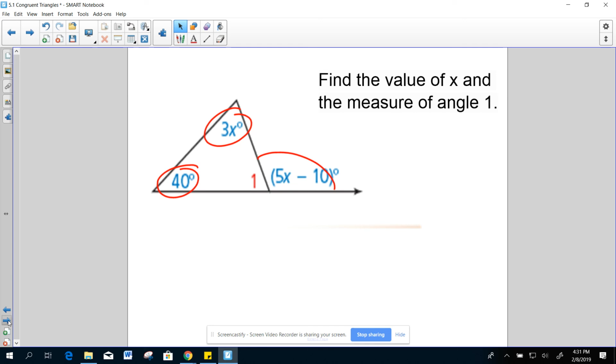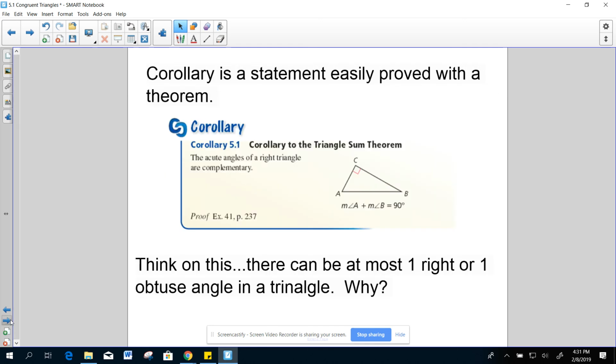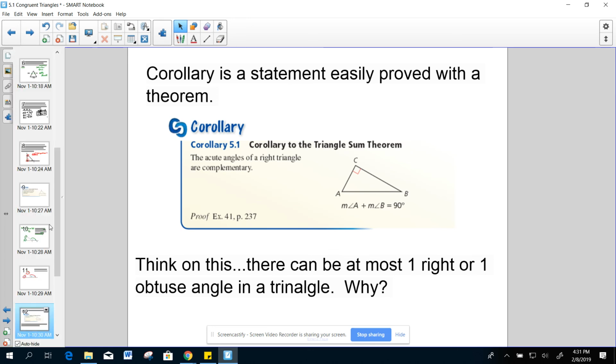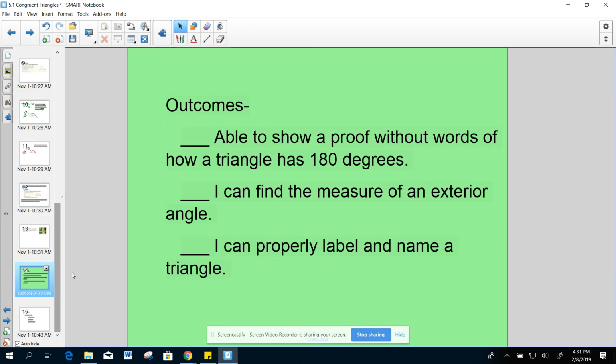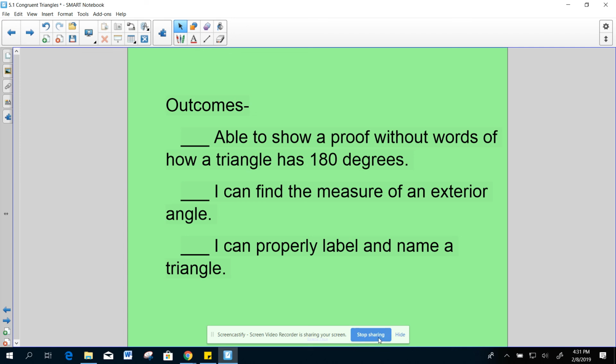There's one last corollary to remind us that when we are working with angles, there can be at most one right angle and one obtuse angle in a triangle. That brings us to our objective for today. If you have questions, please talk amongst yourselves and problem solve and ask us for the notes.